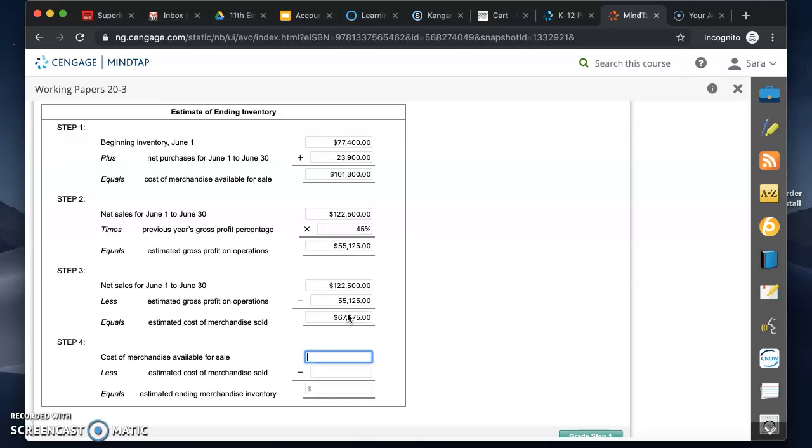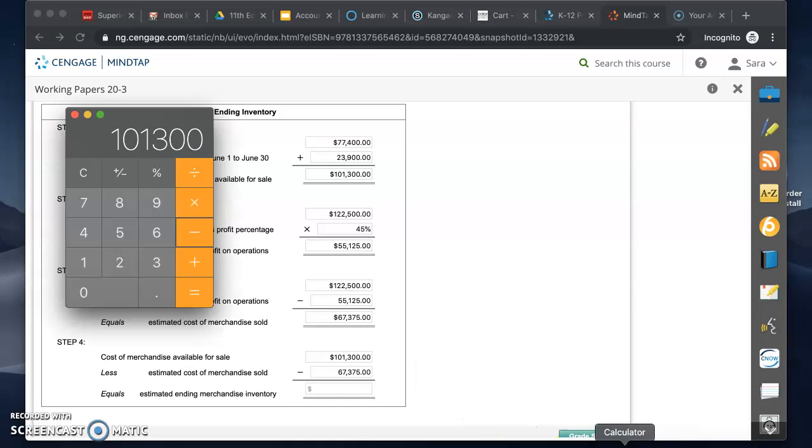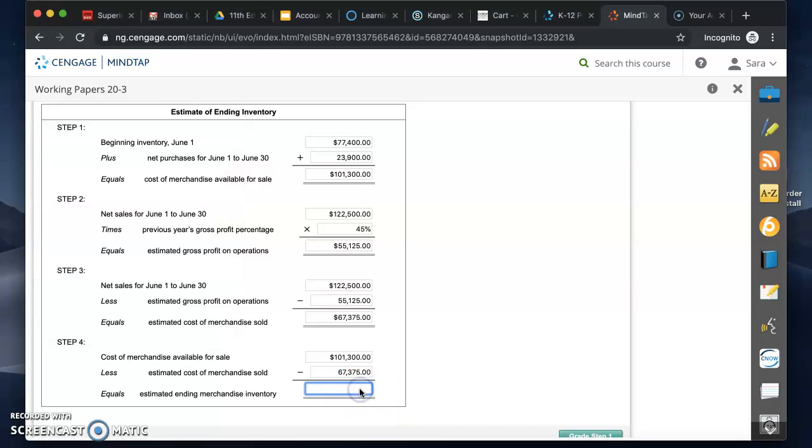And then we need our cost of merchandise available for sale. So we calculate that here in step 1. So 101,300 minus the estimated cost of our merchandise sold, which we calculated in step 3, so 67,375. Equals 33,925.